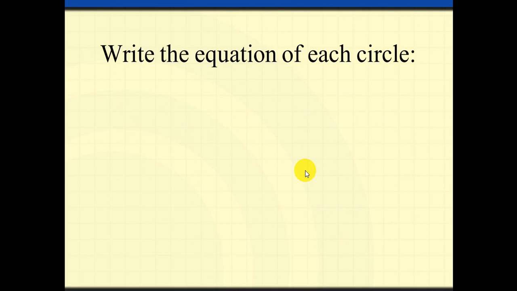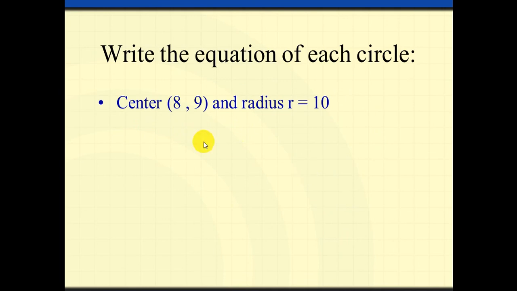Examples. Write the equation of each circle. Number 1. If the center of the circle is (8, 9) and the radius is equal to 10, by using the standard equation of the circle, (x − 8)² + (y − 9)² = r². If r equals 10, so r² equals 100.